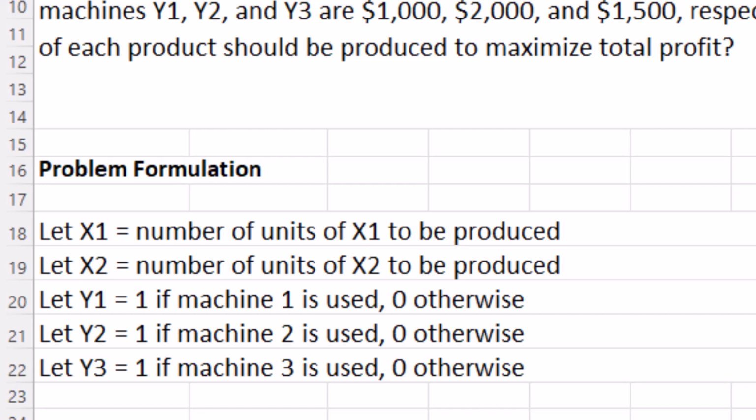And then we will use the 0, 1 or binary variables Y1, Y2, Y3 to account for the machine Y1, Y2, and Y3 setup. More specifically, we let Y1 equal 1 if machine 1 is used, 0 otherwise. We let Y2 equal 1 if machine 2 is used and 0 otherwise, and we let Y3 equal 1 if machine 3 is used and 0 otherwise. Now we can look at the mixed integer linear programming problem formulation.